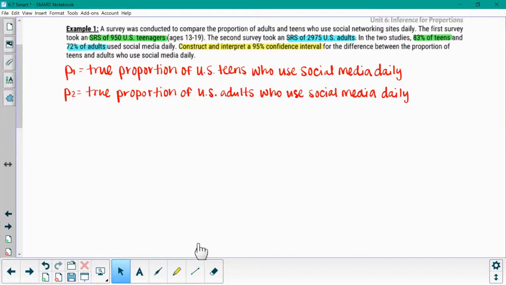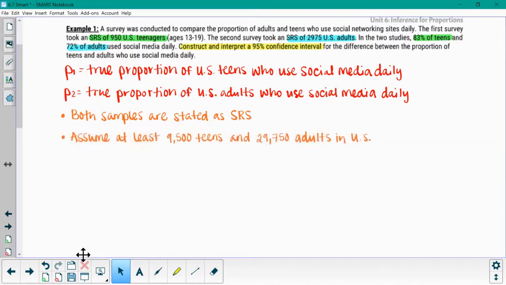The first one is, are my samples random? Well, I have an SRS and I have an SRS. So what I can say is both samples are stated as SRS. The next thing I want to do is my 10% condition. If I take both of my sample sizes, I can assume that there are at least 9,500 teens and 29,750 adults in the US. Seems reasonable. The third condition is success/fail.